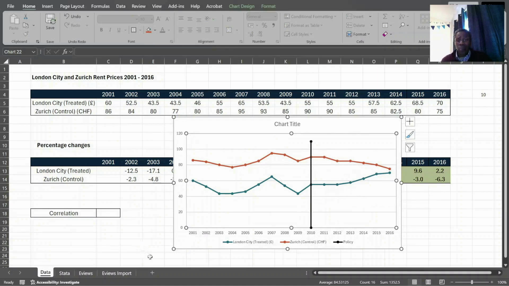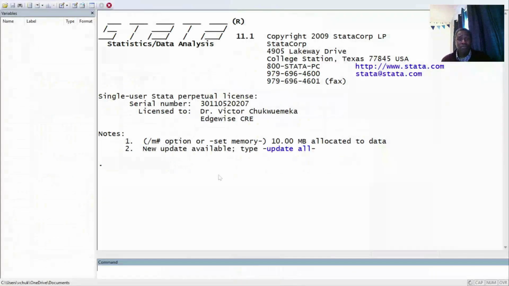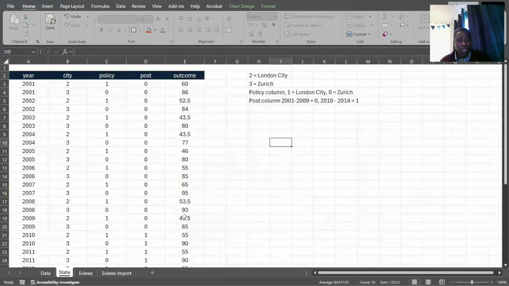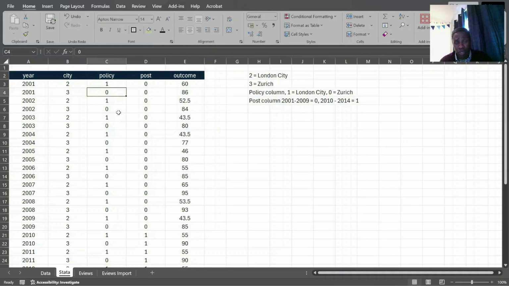In order to measure this properly, we're going to go into a system called Stata. It's an econometric software package I've been using for absolute years. And we're going to just check to see what it does. So here we are. What we're going to do is take the data from Stata. I've got it here. So we've got the year. We've got the city. I've put 2 for London, City of London, 3 for Zurich. If London has a policy, these are dummy variables. So this is the policy here. If London has had the policy for all these years, I'll put 1 and 0 for Zurich, 0 denoting that Zurich hasn't had the policy implementation.